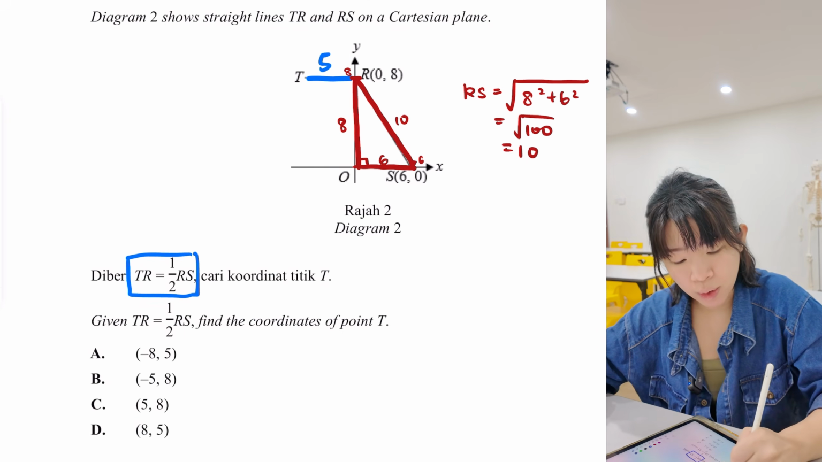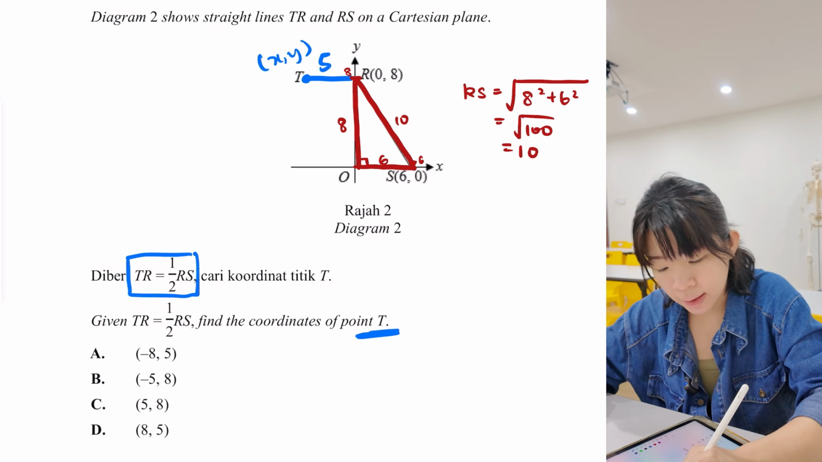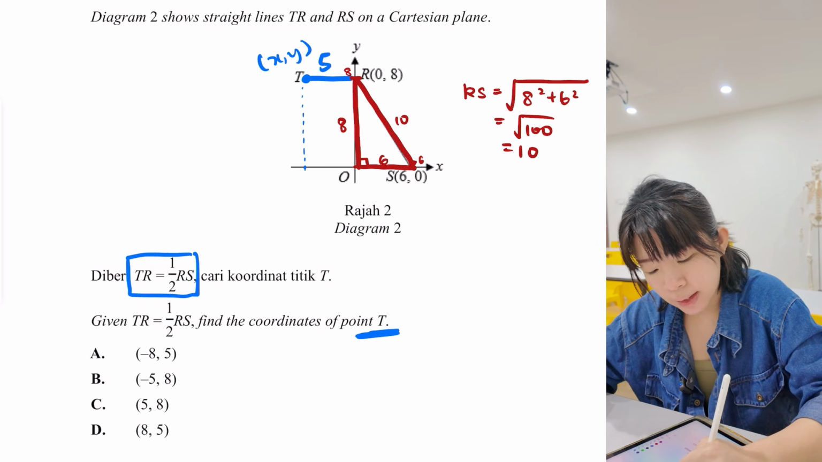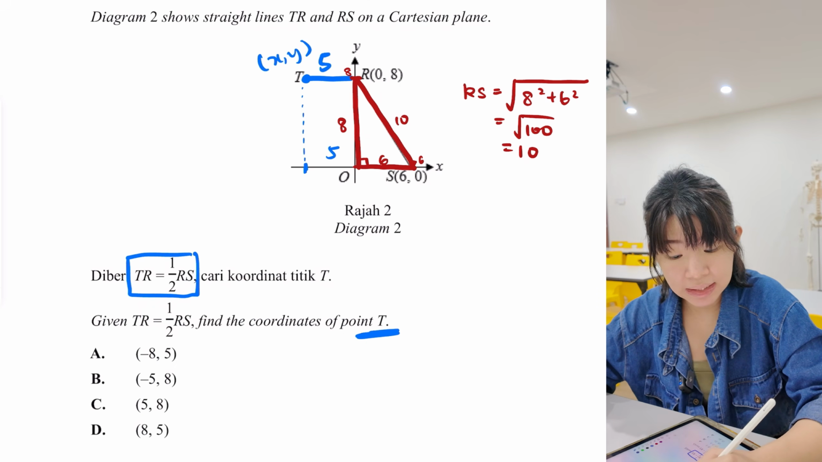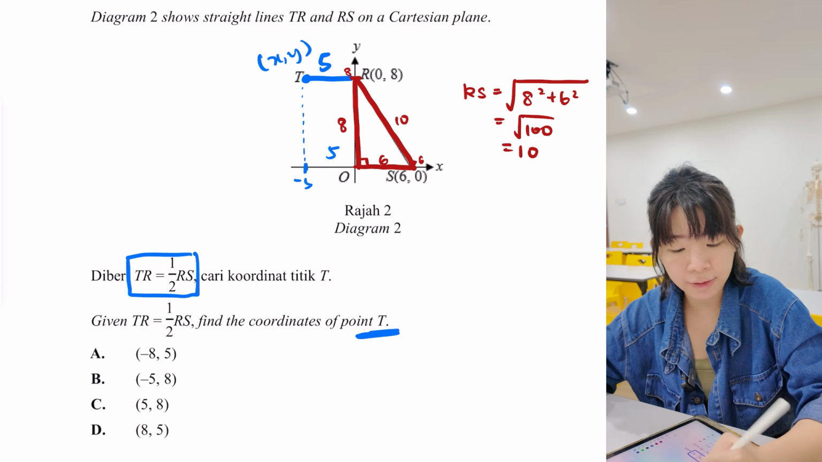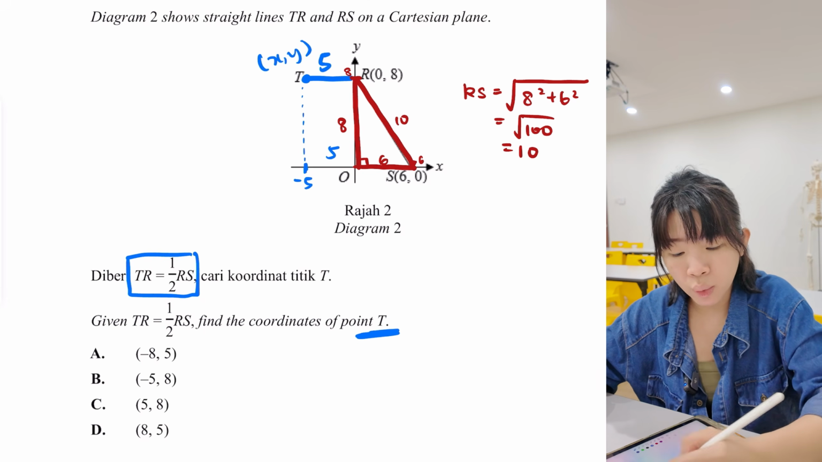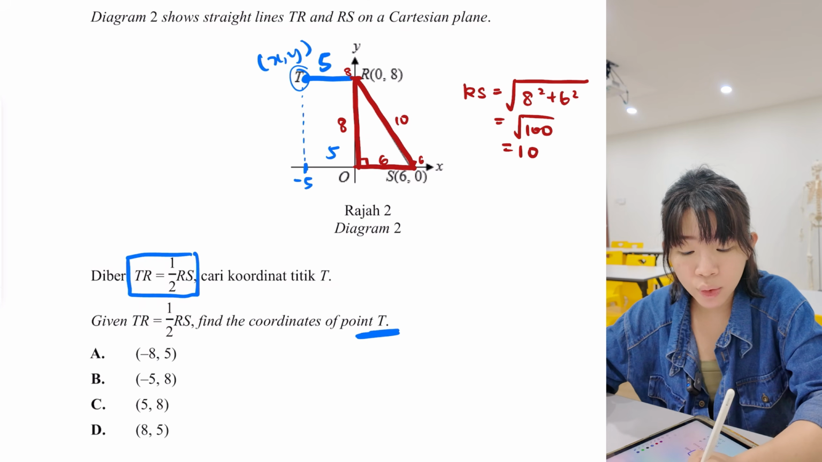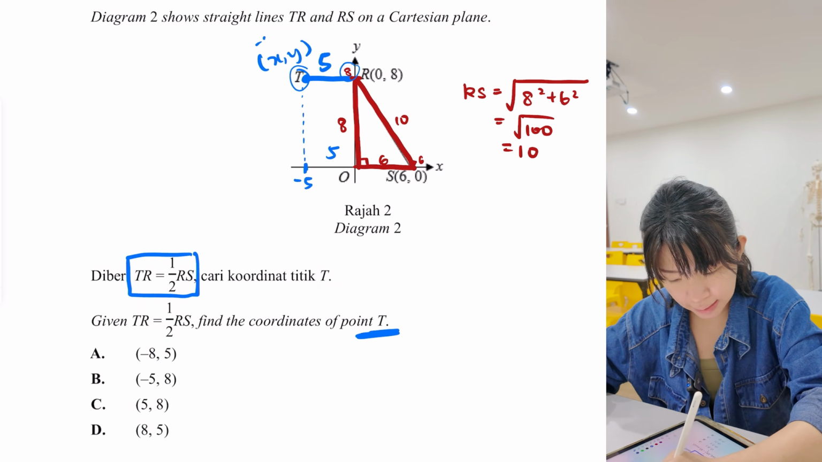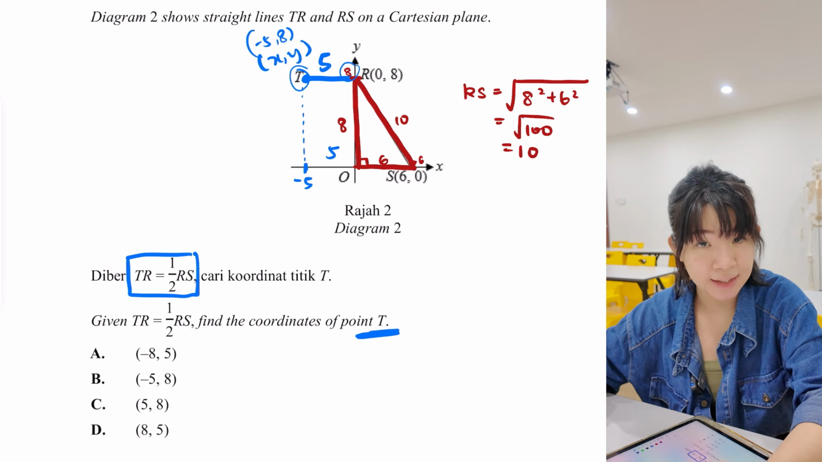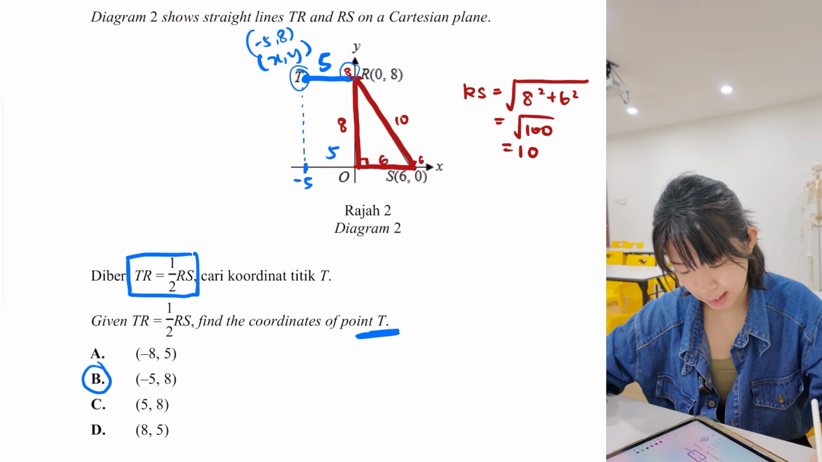Okay, what is the coordinate of point T? We need to know the X and Y. Look, the X coordinate should be here. Since we know TR is 5 units, here will be -5. On the left hand side of 0, so it should be negative. Then how about the Y? The Y coordinate is 8. So the answer is -5, 8. Understand? -5, 8. So the answer is B. Okay, let's look at the next one.